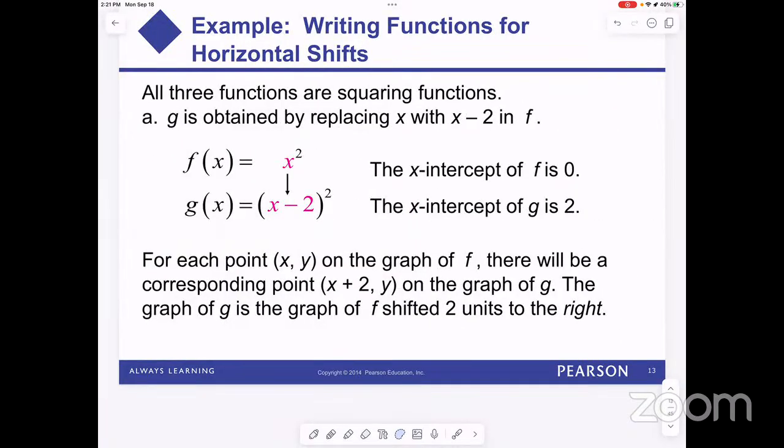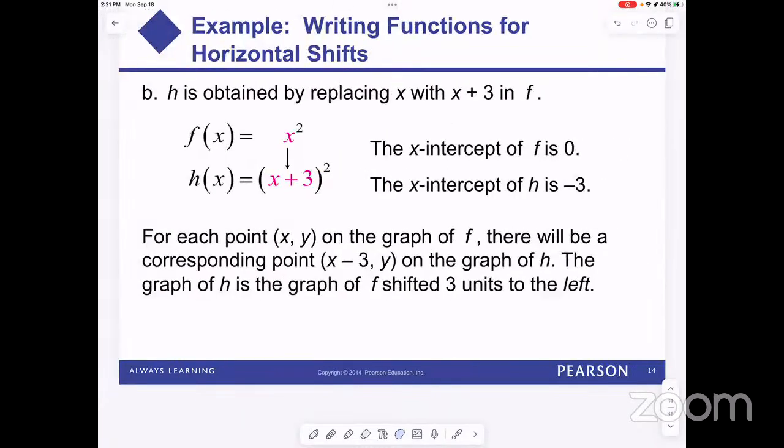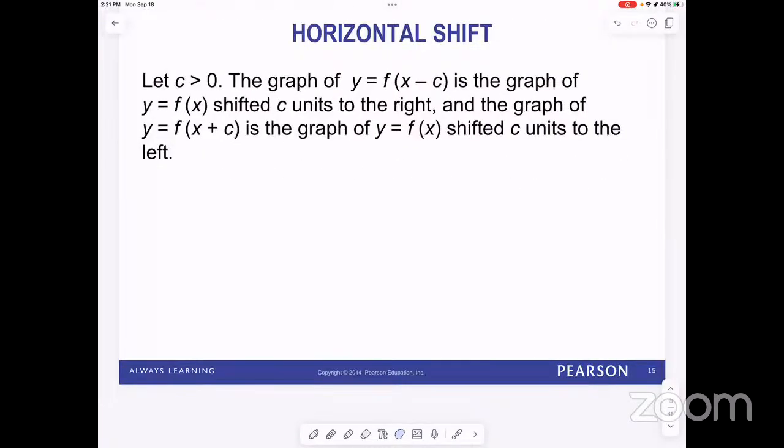All right, and I think this is just a type version of what we just experienced. So then when it comes to horizontal shifts, let C be positive.